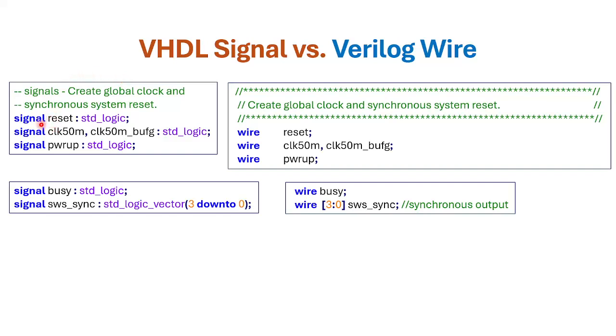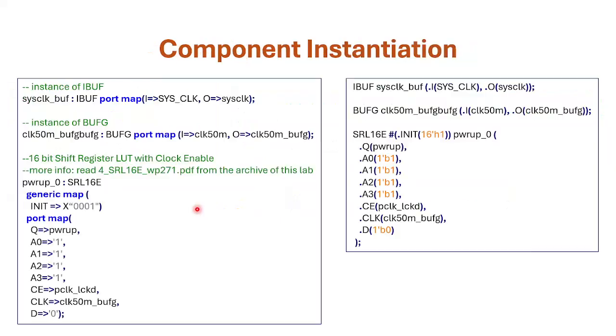In VHDL, we work with what's called signals, as you see in these examples here on the left hand side, of certain types like standard logic. In Verilog, we work with, I think, more meaningful terminology called wire. So a wire reset, a signal reset of standard logic type in VHDL. If you work with buses, with vectors, you would have them declared like so here in Verilog, as opposed to VHDL, where you would have, for instance, a standard logic vector on 4 bits.